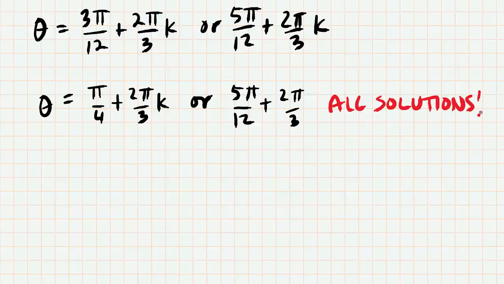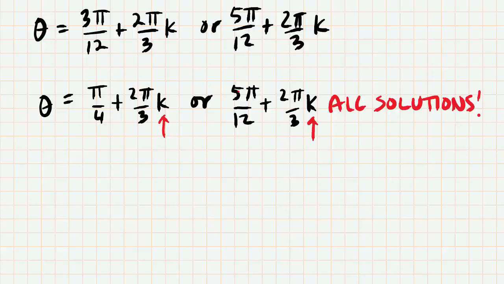And there's an infinite number. Oops, I forgot my k. As long as there's a k, there's an infinite number. So this k is an integer. What this means is that our first angle over here is pi over 4, and then we're going to add multiples of 2 pi over 3 repeatedly. And that will give us an infinite number of answers that are all solutions to this. 5 pi over 12, add multiples of 2 pi over 3, and that will give us a whole other group of solutions for this equation.